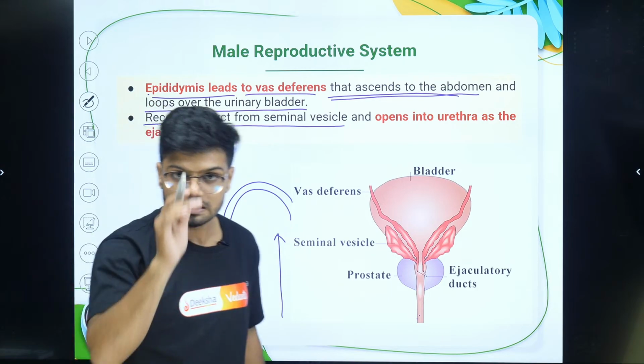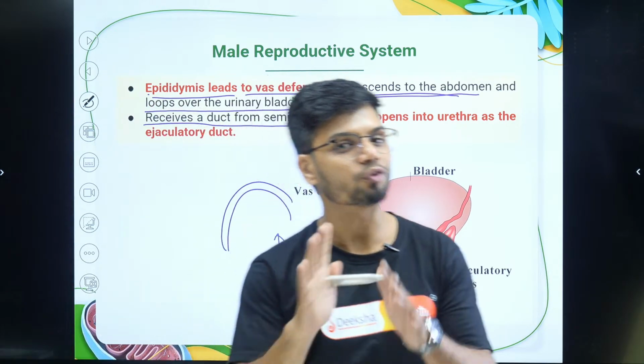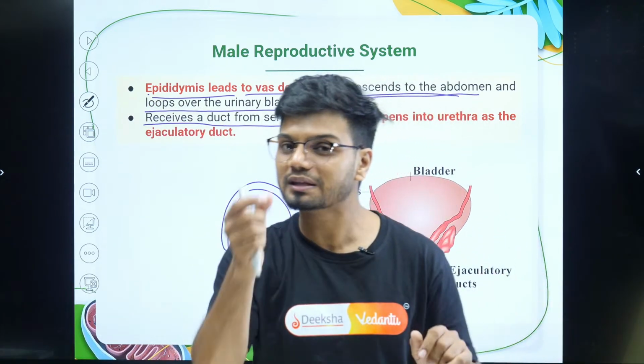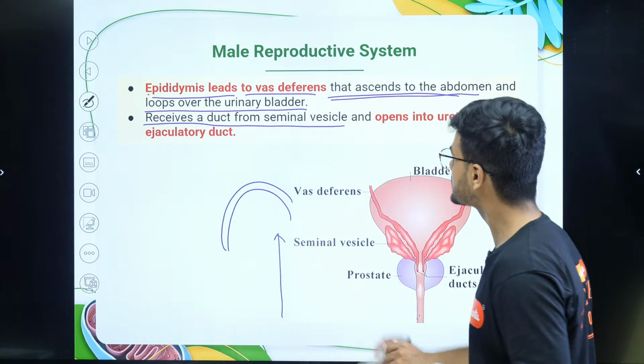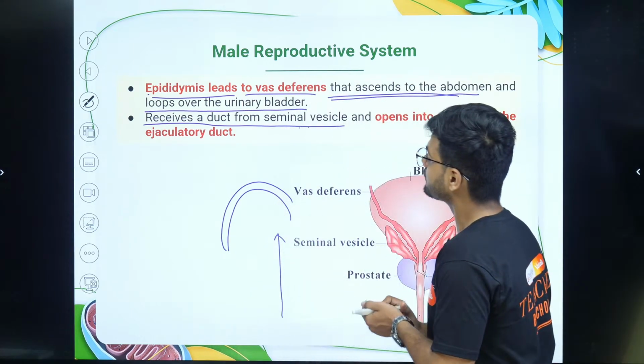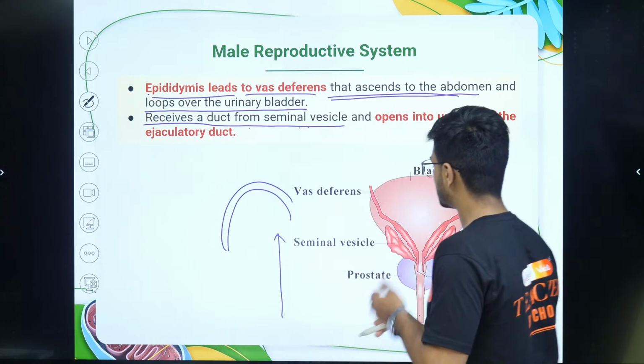Very important. The exact line is given in your NCERT, but they have not explained it. They have not explained it, but they have told you. They have mentioned that it is the seminal vesicle. That is, it receives a duct from seminal vesicle.